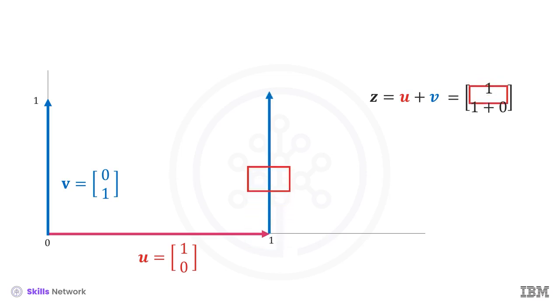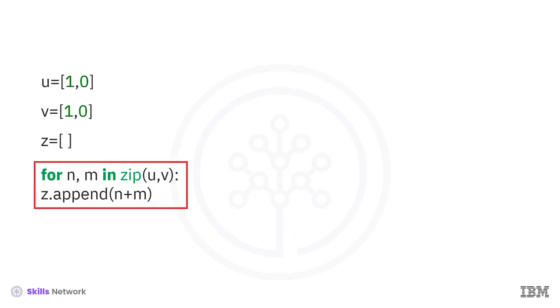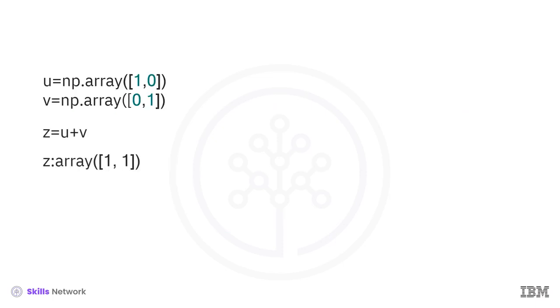It's helpful to use the tip-to-tail method when adding vectors, placing the tail of vector v on the tip of vector u. The new vector z is constructed by connecting the base of the first vector u with the tip of the second v. The following 3 lines of code will add the 2 lists and place the result in the list z. We can also perform vector addition with 1 line of NumPy code.